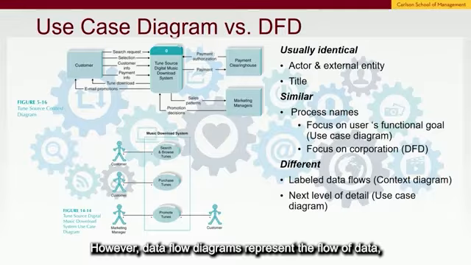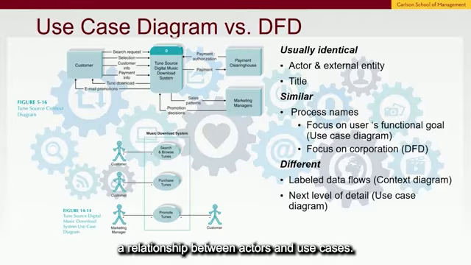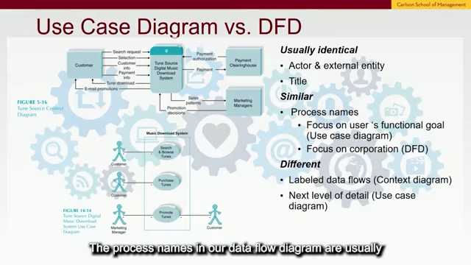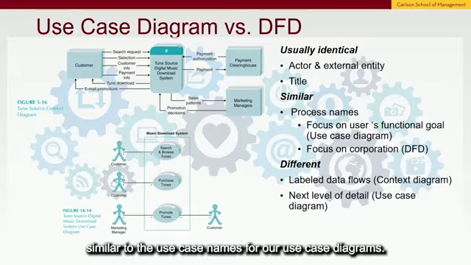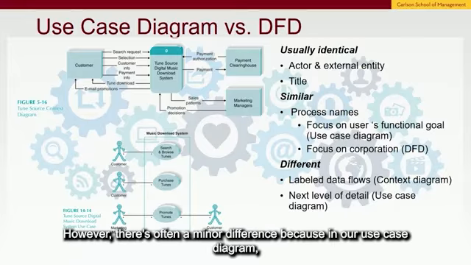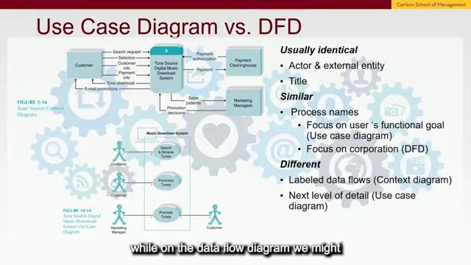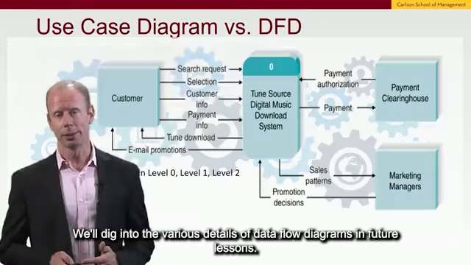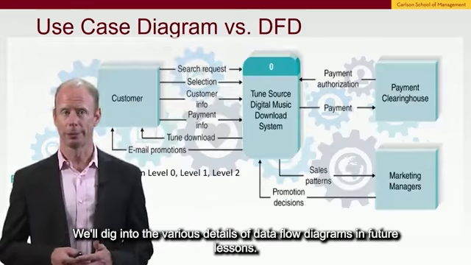However, data flow diagrams represent the flow of data, whereas use case diagrams are really representing a relationship between actors and use cases. And so in a use case diagram, you won't necessarily have labeled flows of data. The process names in our data flow diagram are usually similar to the use case names from our use case diagrams. However, there's often a minor difference because in our use case diagram, we focus on the user's perspective, while in the data flow diagram, we might focus on the organization or the corporate perspective. We'll dig into the various details of data flow diagrams in future lessons.